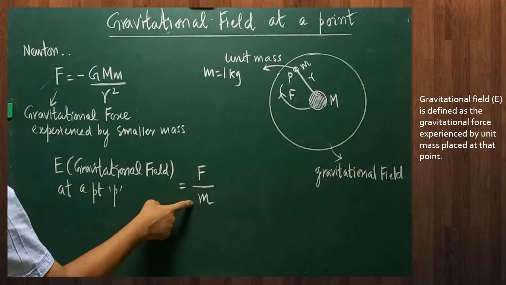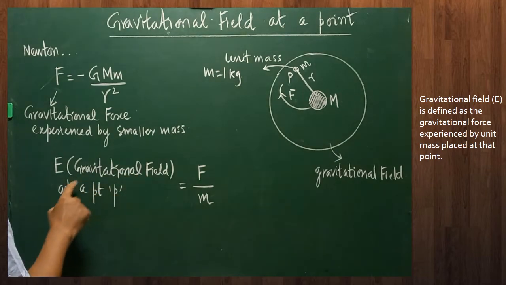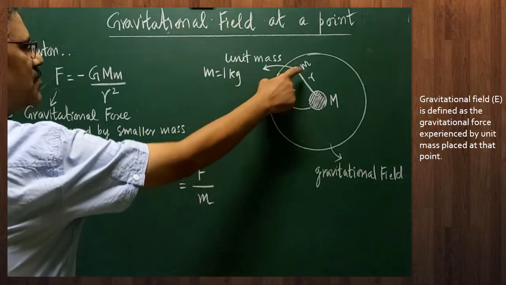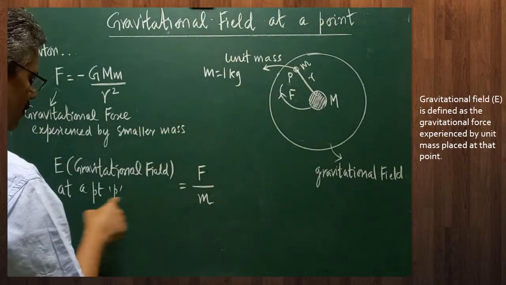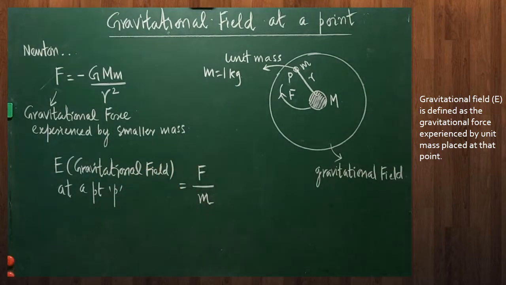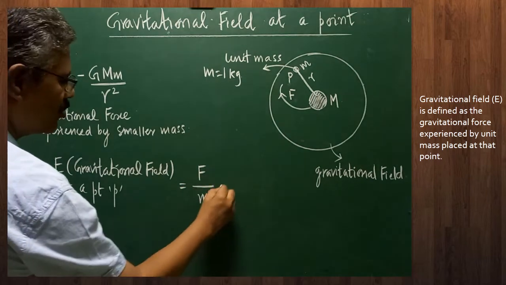So while saying the definition of gravitational field at point P, how to say? Gravitational field at a point P is defined as force experienced by unit mass placed at that point P. So in that manner we have to define the definition. Force experienced by the unit mass, that is the formula.